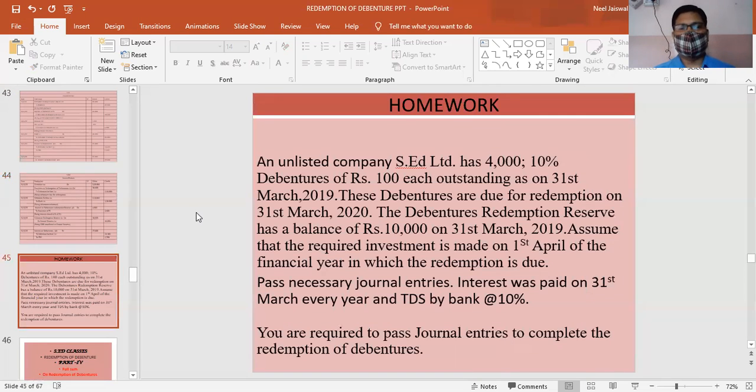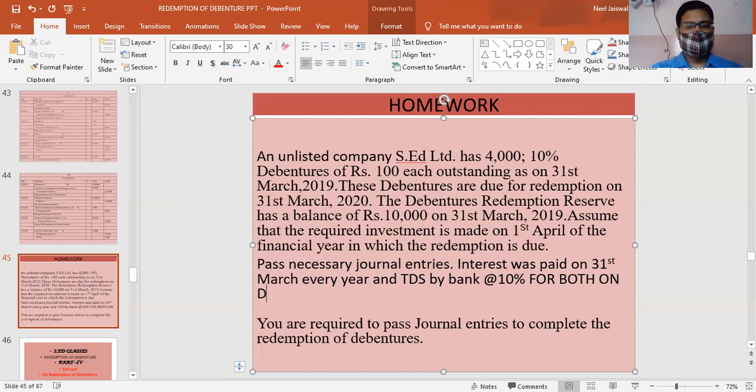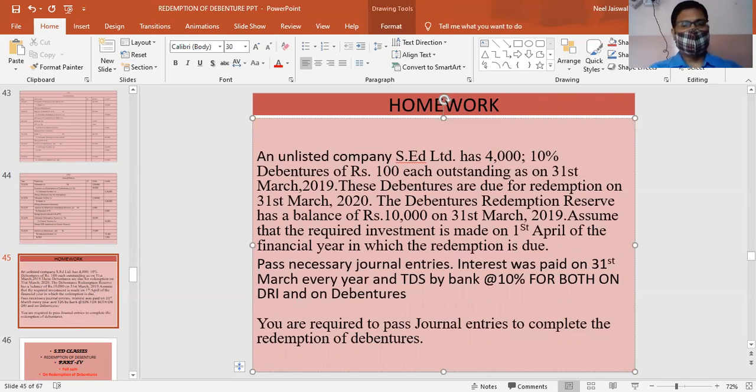Now this is your homework, students. Please create the interest entry also. Interest was paid on 31st March every year, and TDS by bank was 10% for both on DRI and on simple debentures also. And there was in both the cases DRI even.